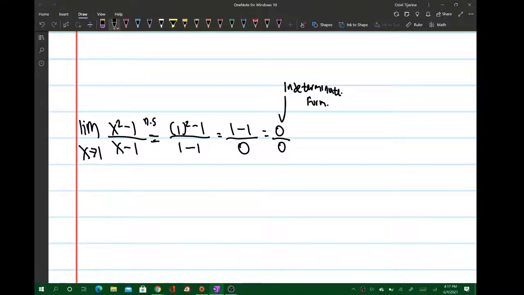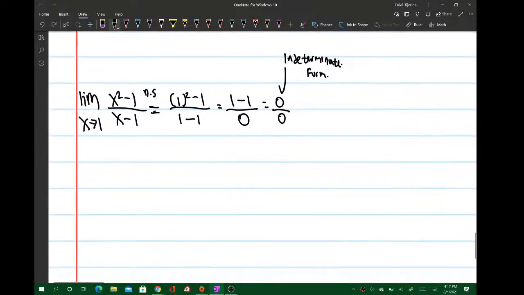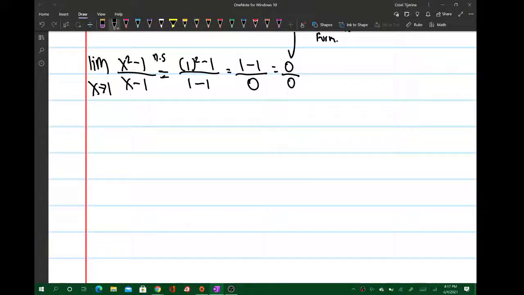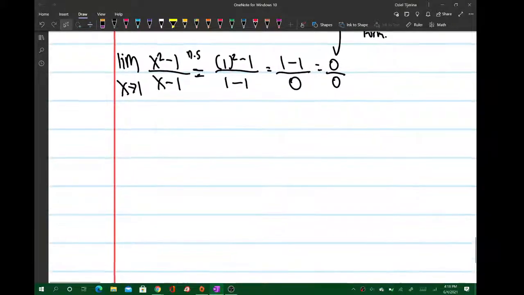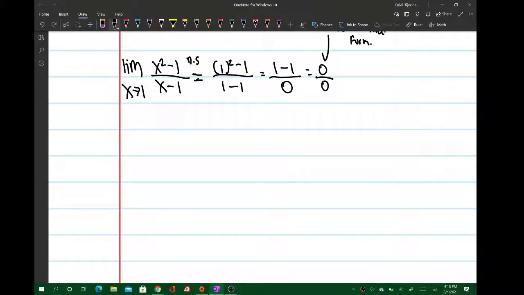A very common misconception, and this is something that I really don't want anybody to be fooled by, is the fact that because it is indeterminate, it does not exist. That is not true, okay? That is a very common error that people make in calculus. And I'm pretty sure they've even made that mistake on exams. But the limit does exist.